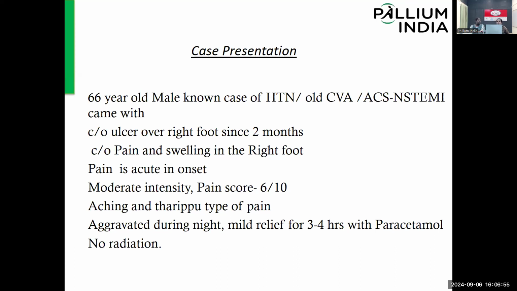Paracetamol. Okay, we can combine. That is also very good. We can combine weak opioids plus paracetamol. Yes, tramadol or Reno. Very good. Tramadol.